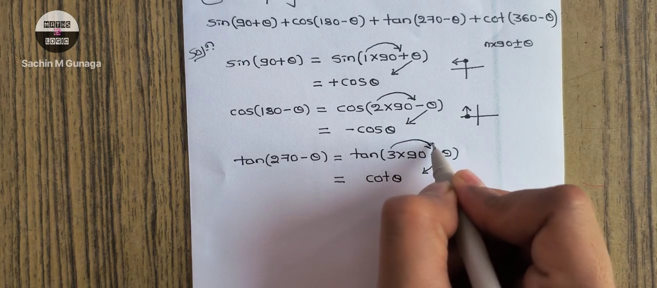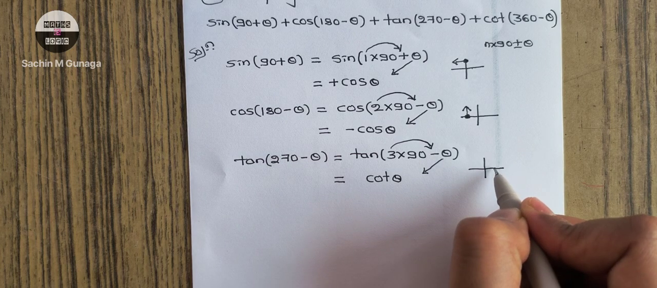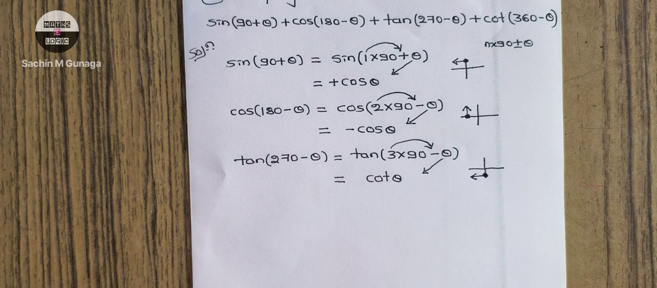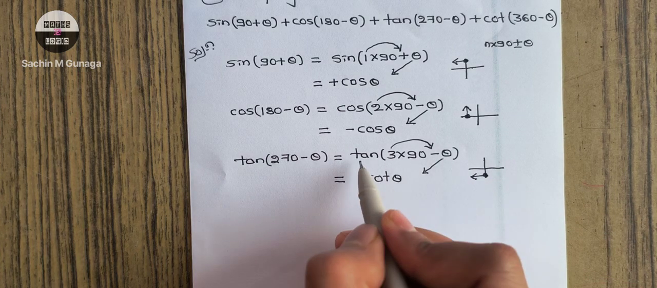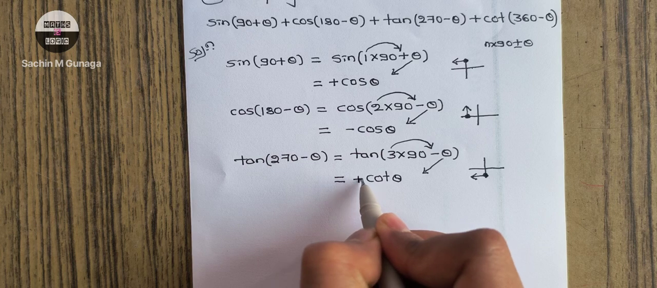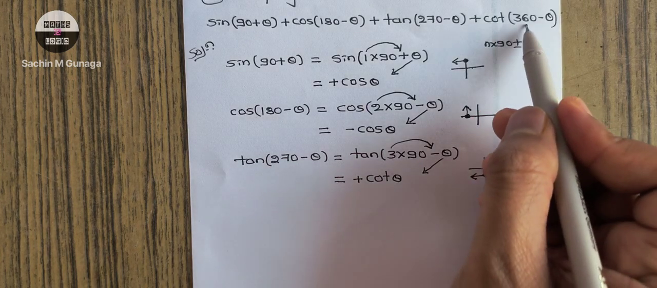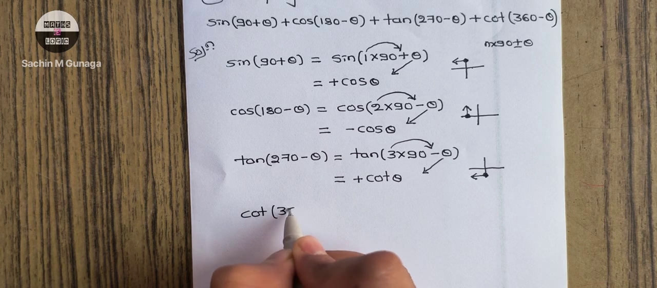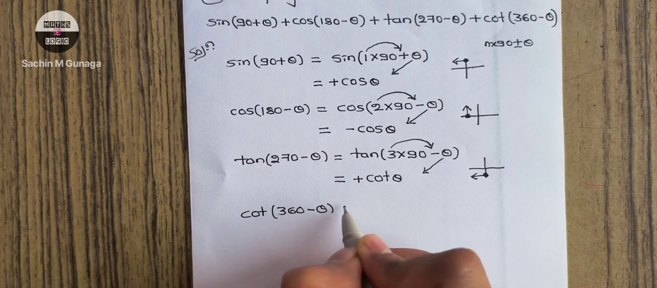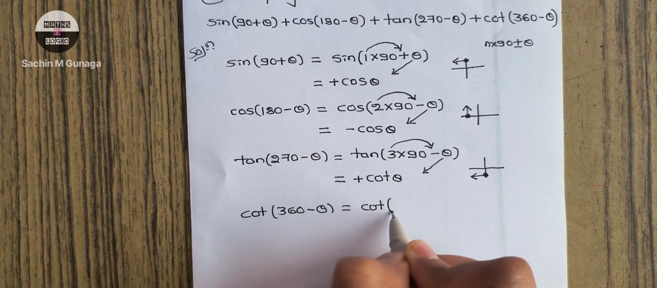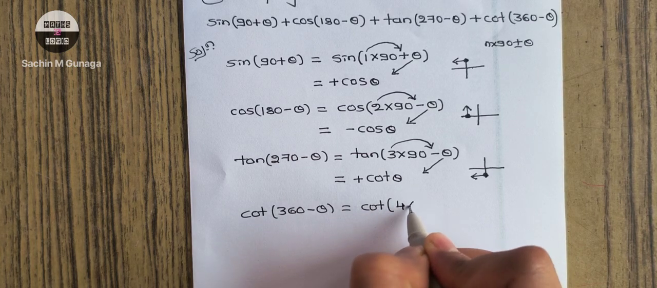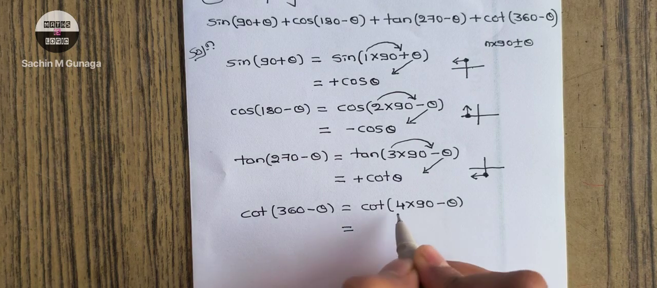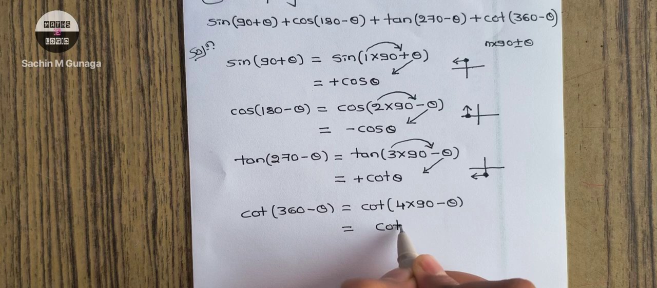Next, 3 minus. Draw plus, start with 0, 0, 1, 2, 3, minus means previous quadrant. You know this is the third quadrant. In the third quadrant tan is which sign? Plus. And last, cot 360 minus theta equals cot, keep it as it is. 360 can be written as 4 into 90 minus theta. So 4 is an even number, cot remains cot.